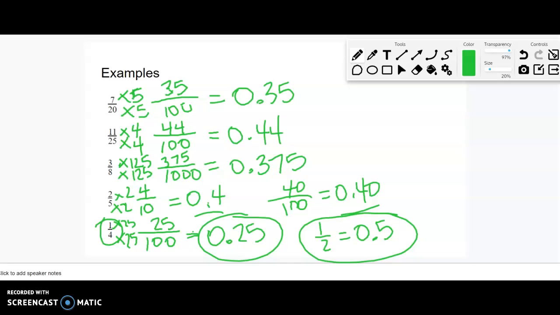Again, because of the system that we use to write decimals, we need to have it out of 10, 100, or 1,000. Good luck.